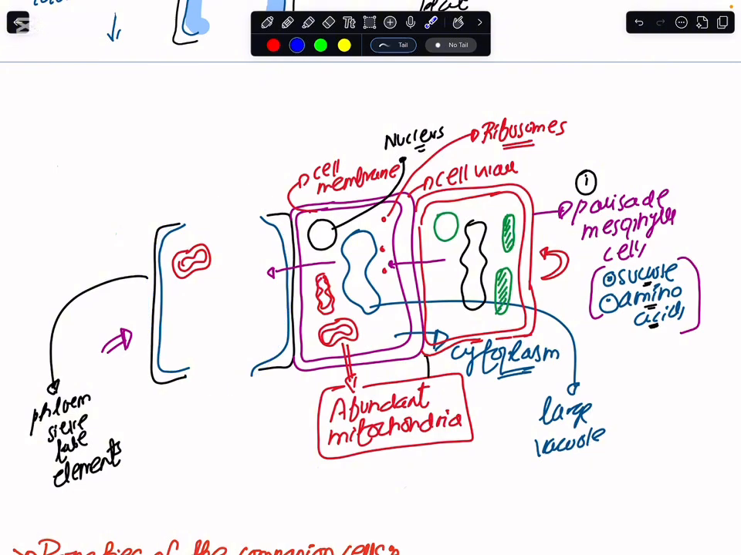Now we have concluded that these phloem sieve tube elements that make the phloem vessel would be translocating the sucrose and the amino acids.